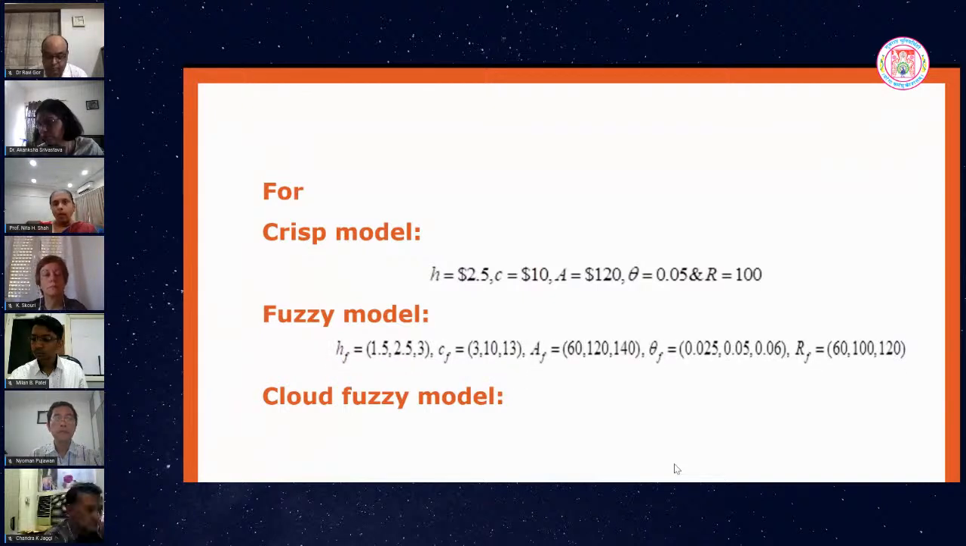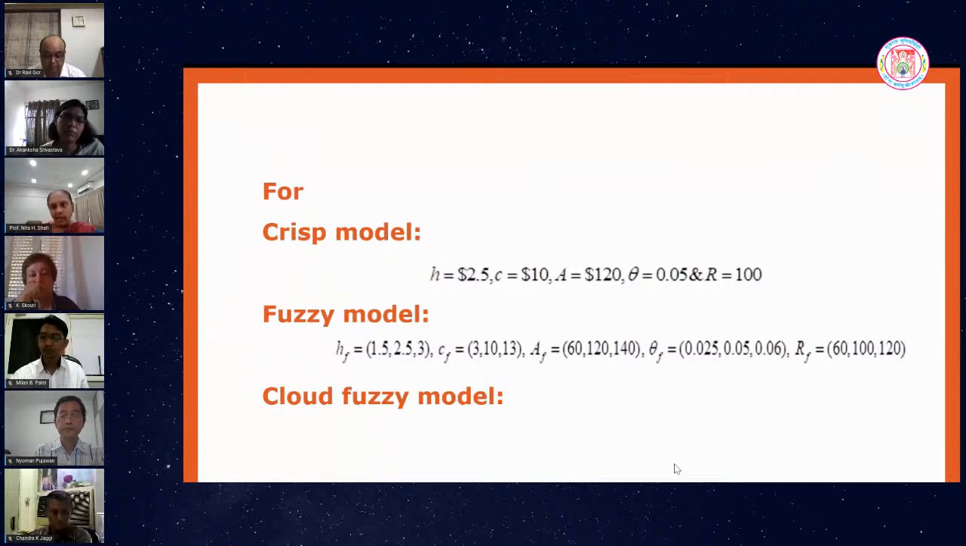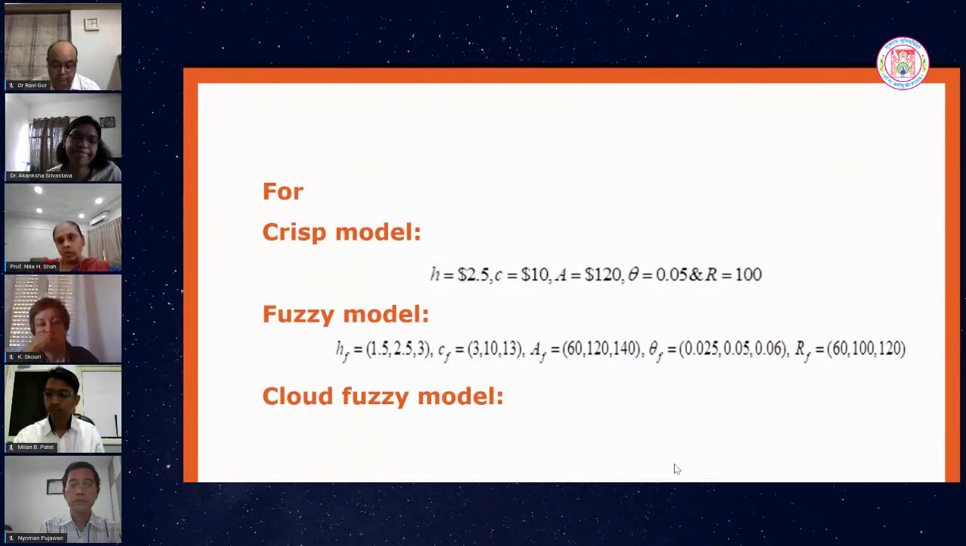Now, when we move from crisp to fuzzy, we have to go with both the ends. Holding cost in fuzziness is 2.5, 1.5, 2.5, and 3. Similarly, purchase costs and ordering costs vary between 60 to 140. Deterioration rate may vary from 0.025 to 6%, and demand may vary from 60 to 120 in a horizon, that is our scheduling time.